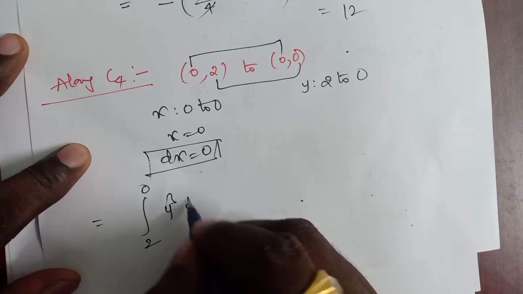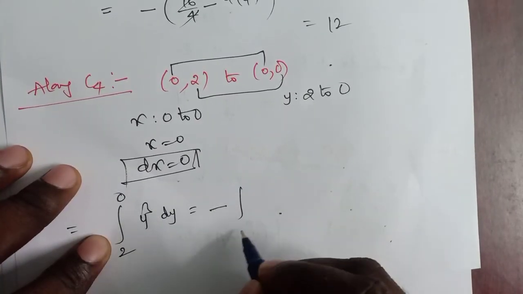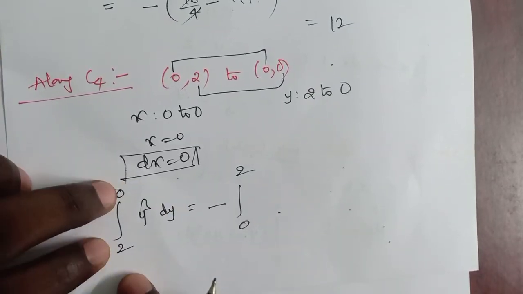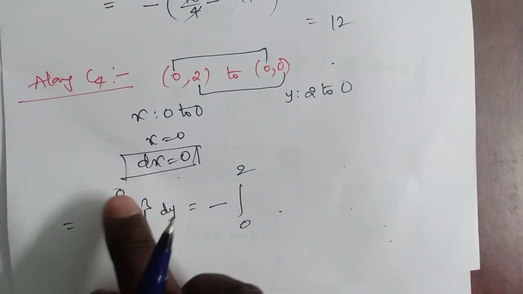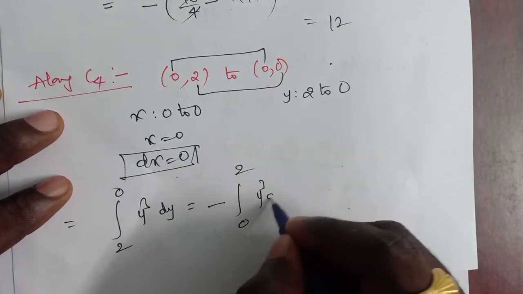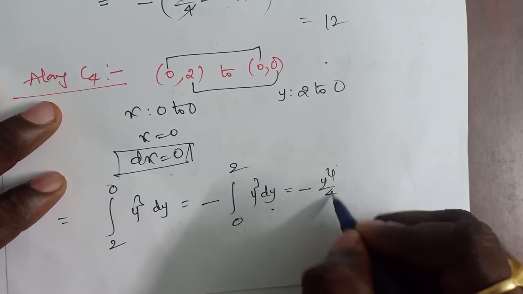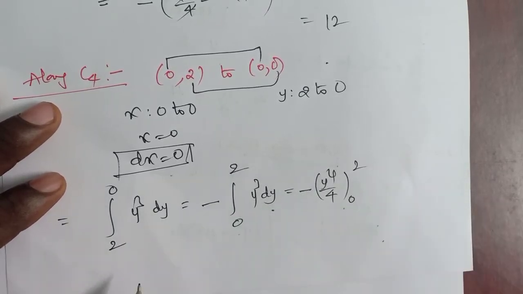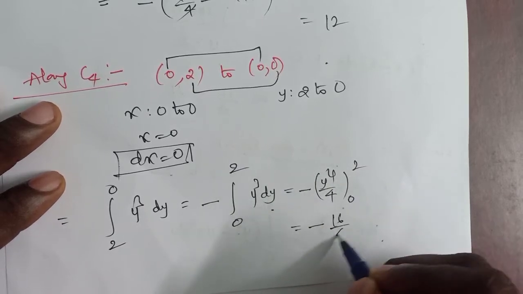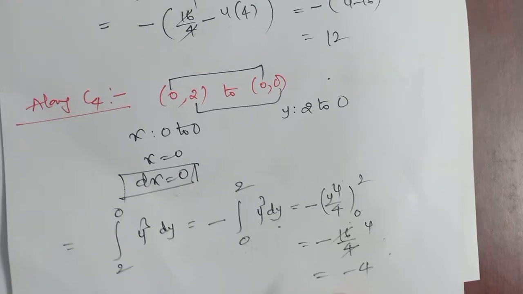So y cube dy. Now coming to the boundaries, clearly it is from 0 to 2, so we have to interchange the boundaries. Why? Because the lower boundary is 2 and the upper boundary is 0, so we need to interchange. So y cube into dy. Now for y cube it is y power 4 by 4, and the boundaries are from 0 to 2. Now substitute the boundaries. Upper boundary 16 by 4, 4 gets cancelled, since it is minus 4.